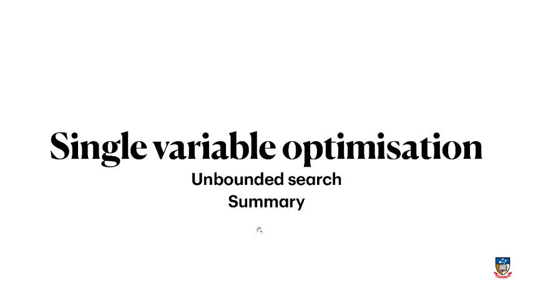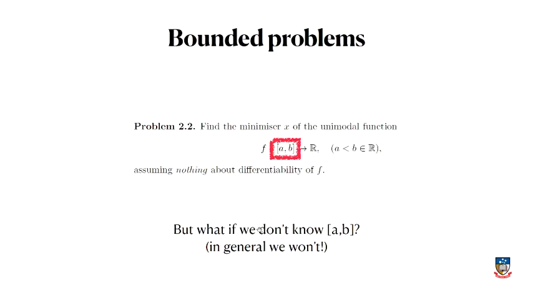So, we have talked a lot about direct search methods when you have an interval that you're searching over, but that's not always going to be the case. You might just be given a function and asked to find its minimum without knowing where to start. And so that's an unbounded search problem, and that's what we'll talk about here.